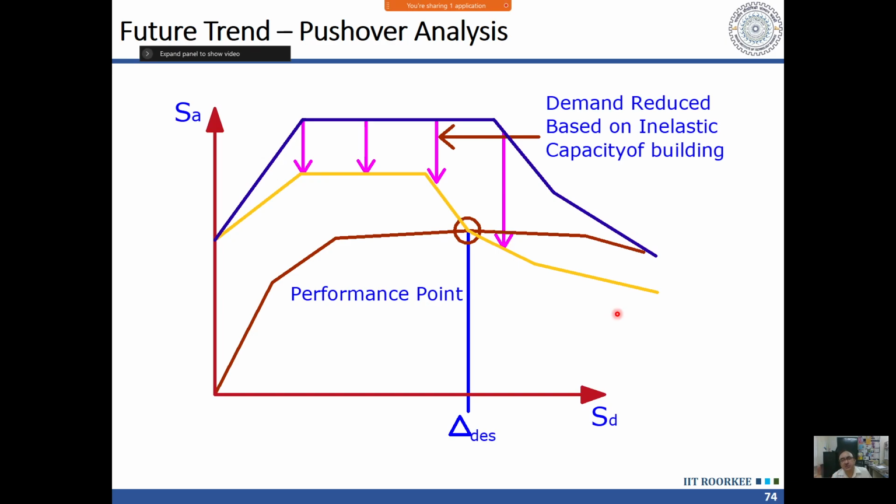And once I know this displacement, I get the response of my structure. I know how much the ductility demand will be. I know how much the plastic deformation will be. Plastic deformation can be related to the damage. So I know how much or what type of damage will occur at this point. And most importantly, whether my structure will be able to survive that earthquake or not. Suppose even with the damping which I have here at the extreme point, my reduced demand curve and the capacity curve do not intersect.